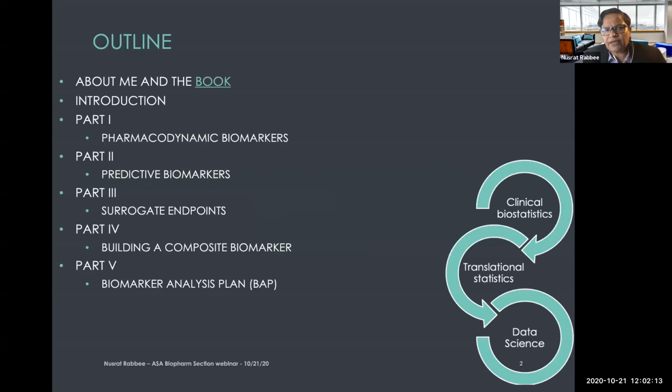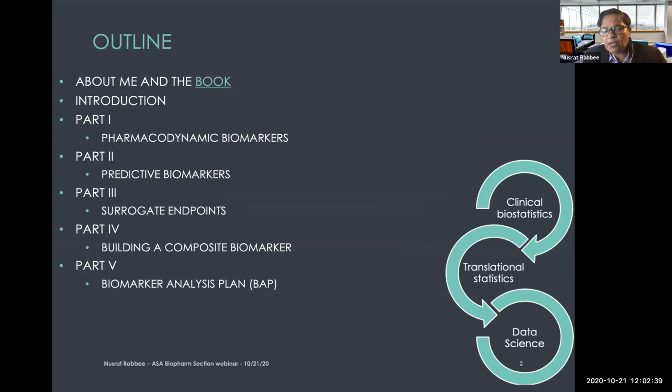The book is divided in 5 parts. There's an introduction section. The first part is dedicated on pharmacodynamic biomarkers, also known as PD biomarkers. Then part 2 is predictive biomarkers, predictive of a drug treatment effect, for example. Part 3 are surrogate biomarkers.